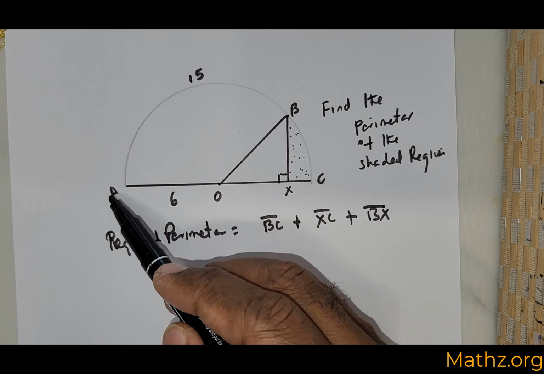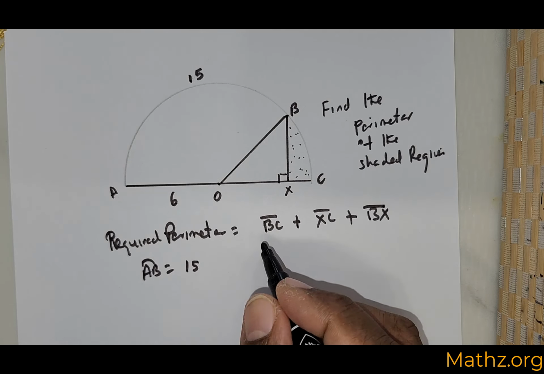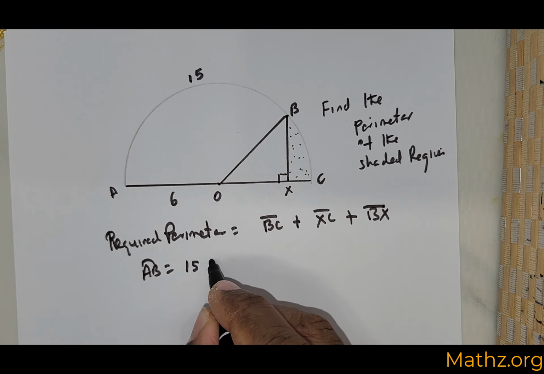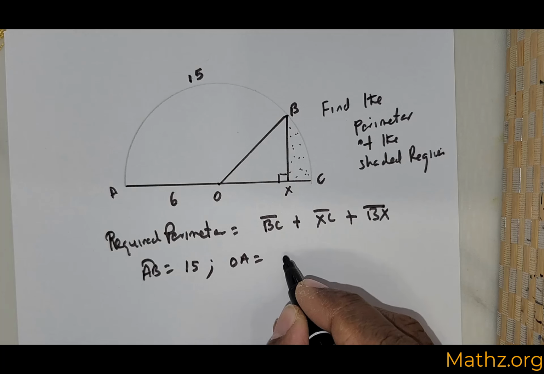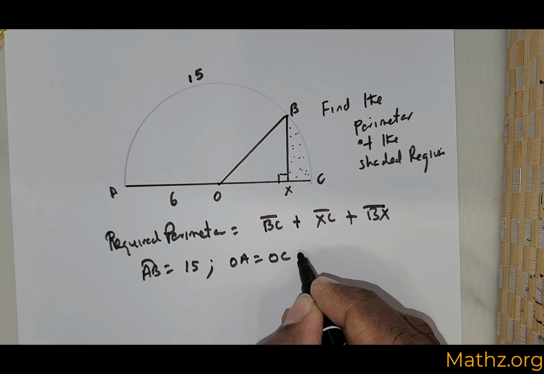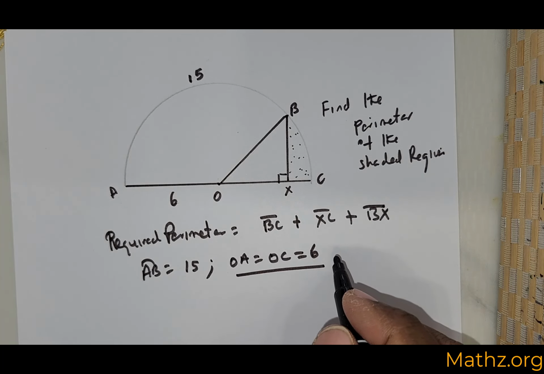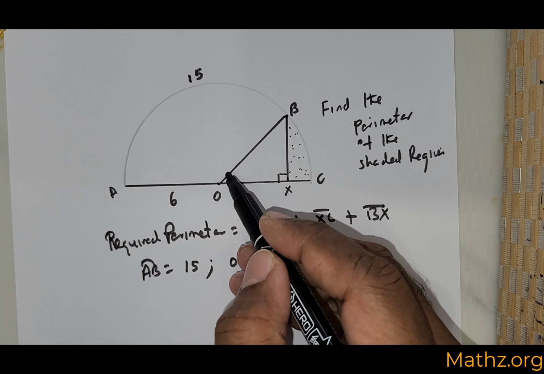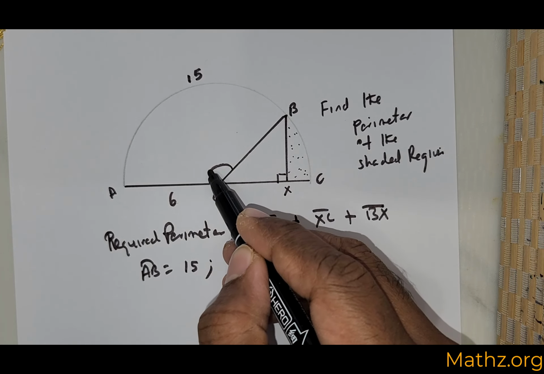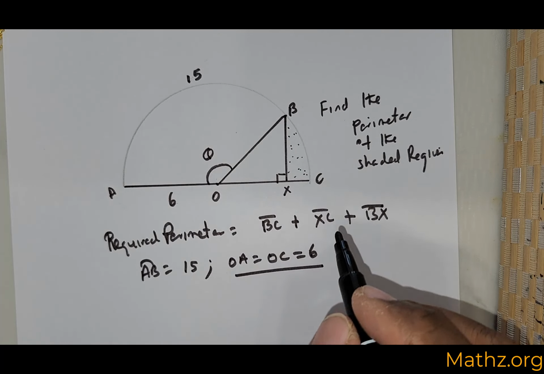Now we have been given the arc length. So AB is given. What is that? 15. And OA is the radius. So OA is equal to OC is equal to 6 units. That is also given. Now what I plan to do is find out this angle. Let me take this as theta.